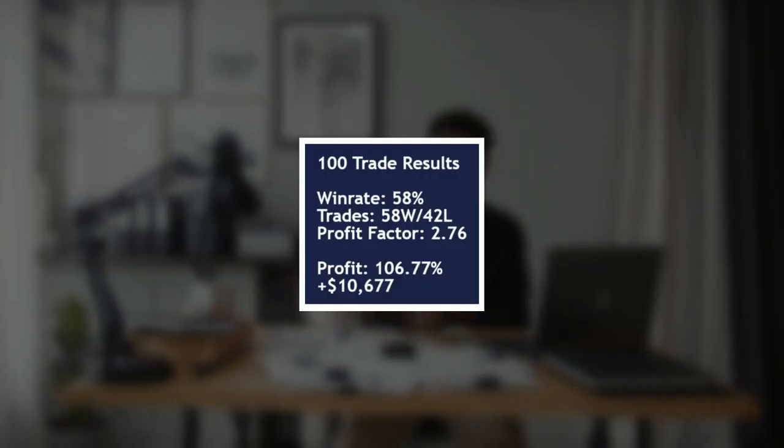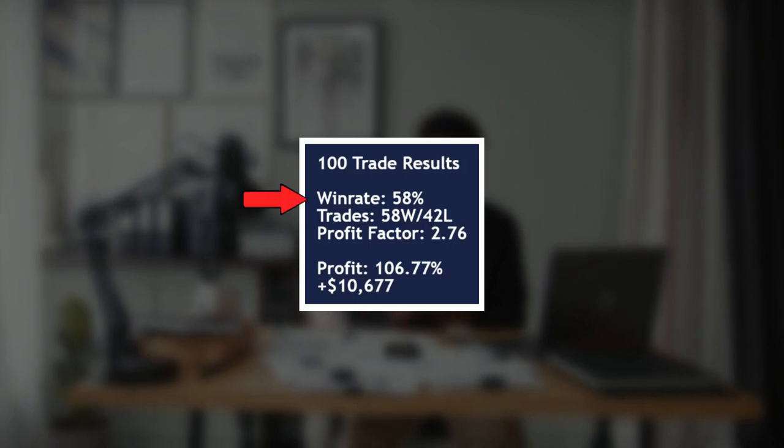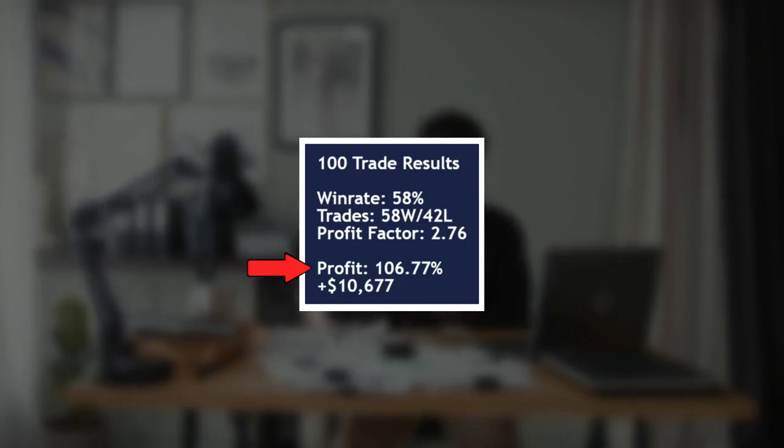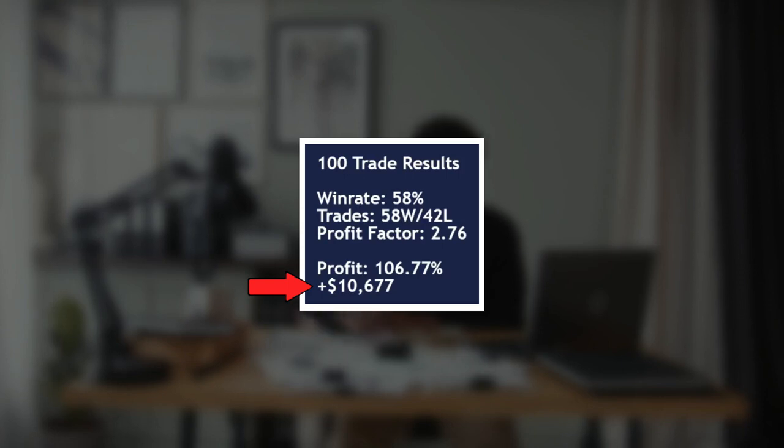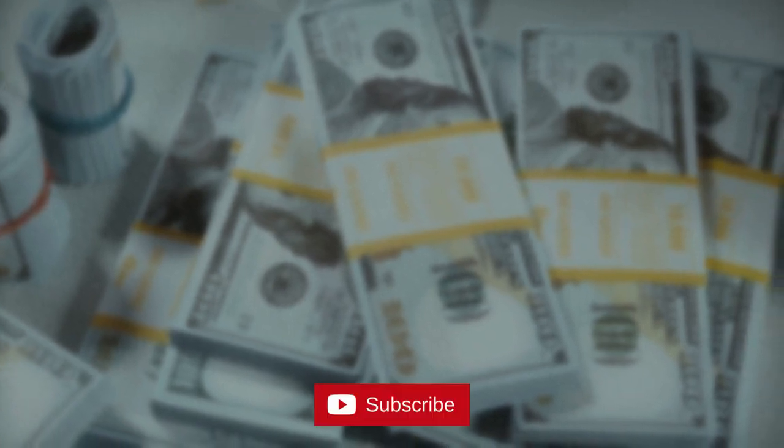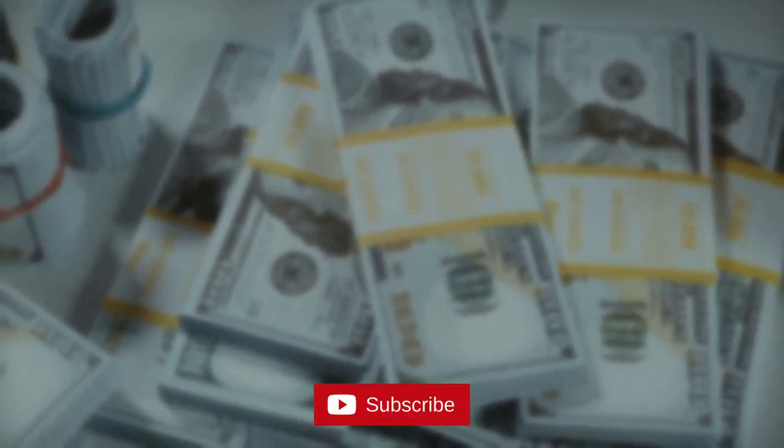And here we go, these are the results trading 100 times with this strategy, and you can see we had an almost 60% win rate with a profit factor of 2.76, making us 106.77% on profit, and overall turning the account up $10,677.